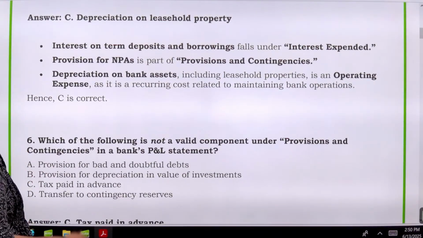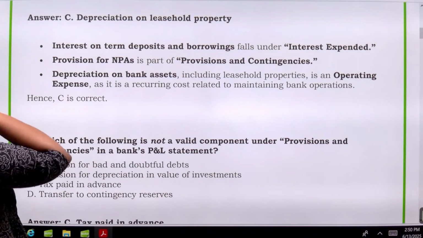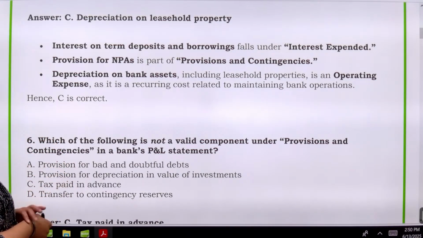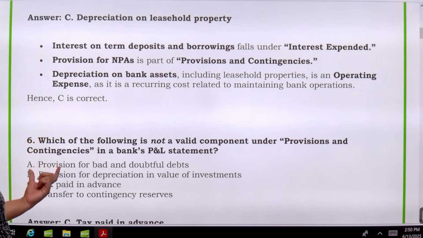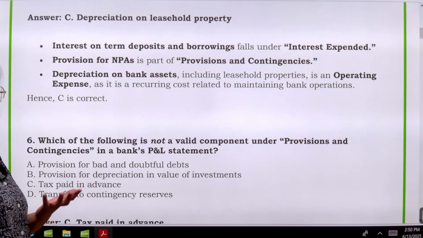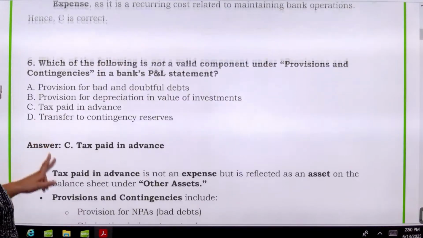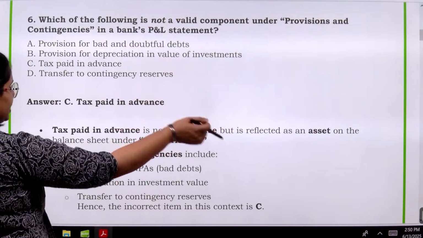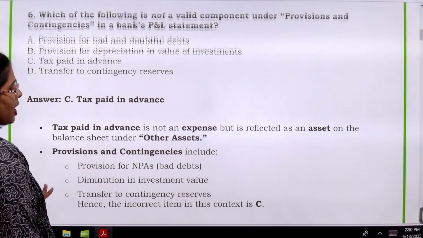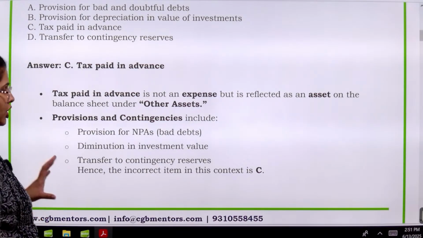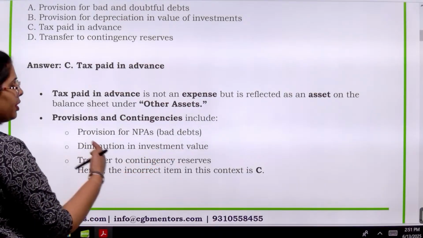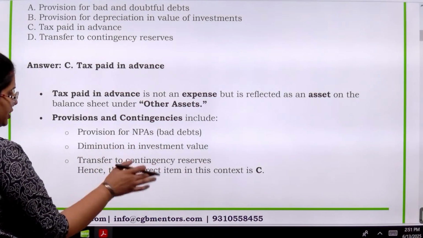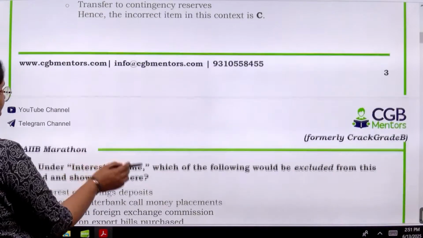Now, next we have: which of the following is not a valid component under provisions and contingencies in a bank's P&L statement? Not a valid component. See, under provisions and contingencies, the rest of the options are provisions, but taxes paid in advance does not come under provisions and contingencies. So, that is why we will not include it. Tax paid in advance is not an expense, but an asset, and hence it will be shown under other assets. What do provisions and contingencies in general include? Provision for NPA, any diminution in the investment value, transfer to contingency reserve. All these will be included in provisions and contingencies.